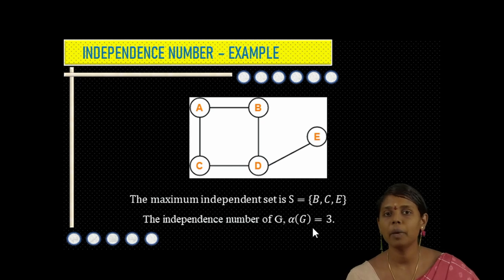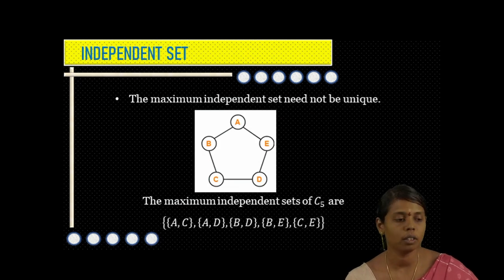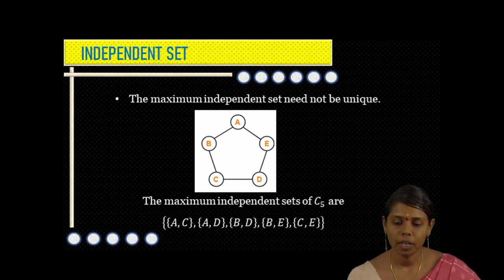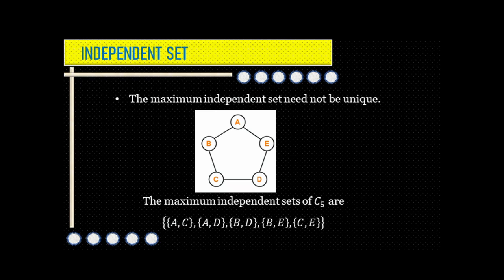Now another question may arise whether the maximum independent set is unique or not. The answer for that question is also no, because we are considering a C5 cycle, a graph with 5 vertices. Here the independence number is 2. So A, C is a maximum independent set. Likewise B, D and C, E, these are all some of the examples of maximum independent sets. So we may verify that the maximum independent set also need not be unique.